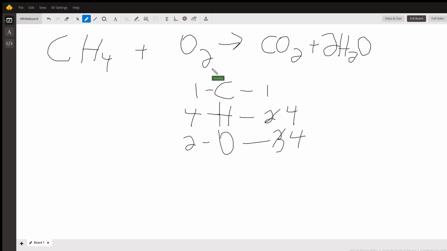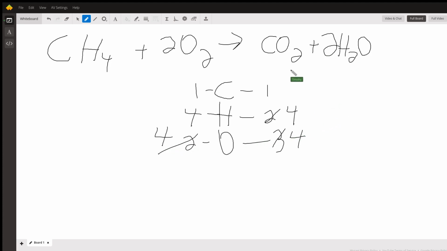But now we have oxygen, which is our simplest chemical. We do that one last. We put a 2 there. So that tells us every time this reaction occurs, we have 1 methane molecule reacting with 2 oxygen molecules to produce 1 carbon dioxide molecule and 2 water molecules. So what you need to understand here is we are now balanced, okay?